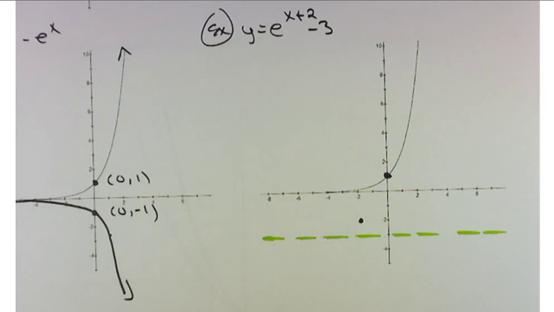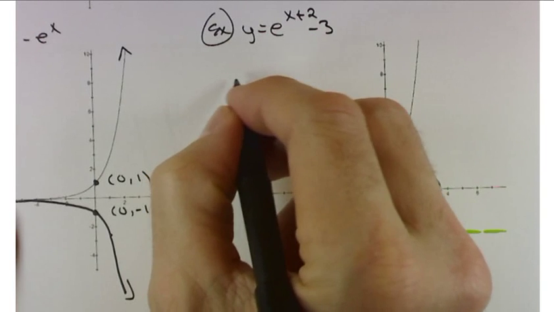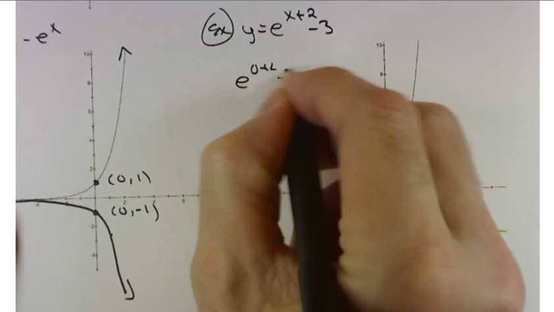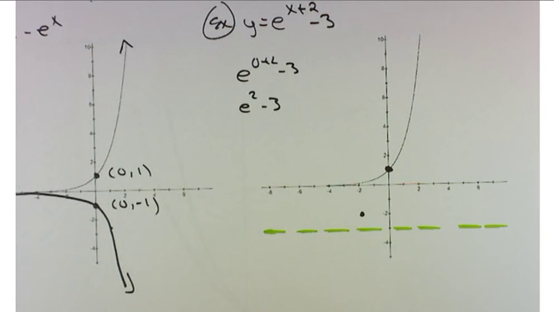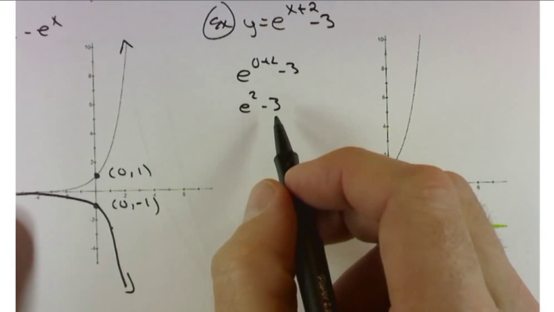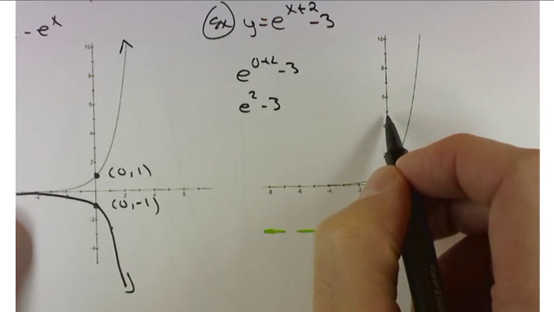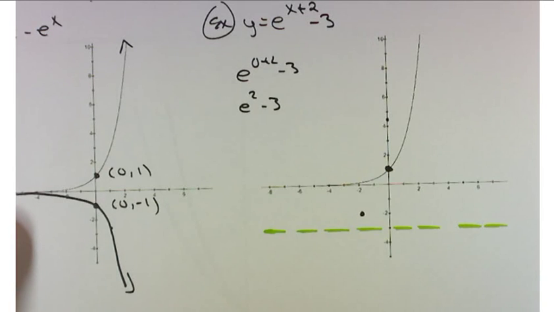How would I find the y-intercept if I wanted to? I don't necessarily have to on a problem like this. Not what I'm looking for, but set x to 0. So if I set x equal to 0, I get e to the 0 plus 2 minus 3, which is e squared minus 3. E squared, I think we calculated earlier when we calculated e for the first time. Let's see. What would that be? 7.38. So 7.38 minus 3 is going to be 4.38. So maybe about there if we wanted to be very careful.